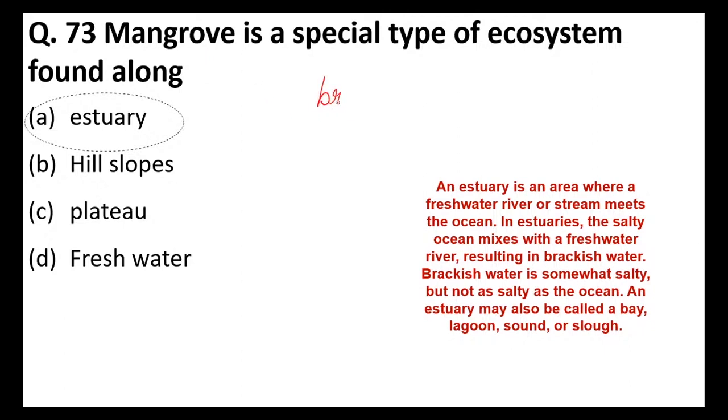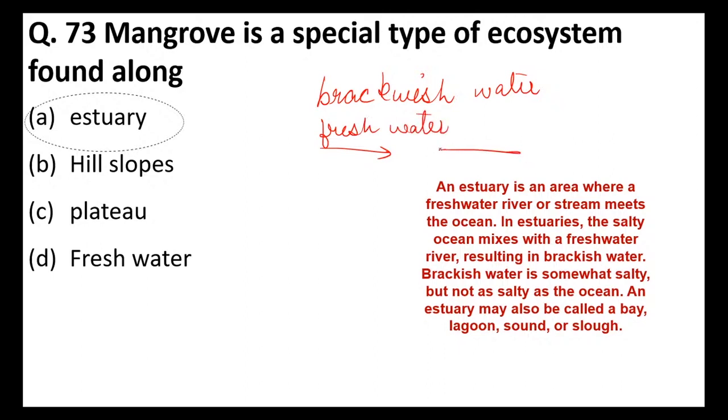I would like to tell you about this term, brackish water. So what kind of water is there? From here fresh water is coming, and here salt water is coming. They are meeting at one point. So it will have more salinity than fresh water and less salinity than ocean water. So that is brackish water. This is called an estuary.